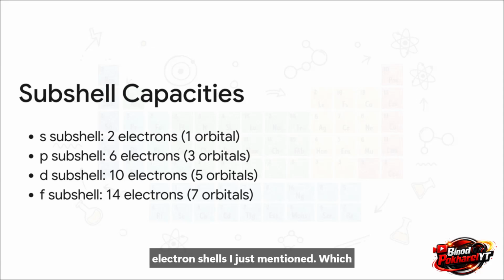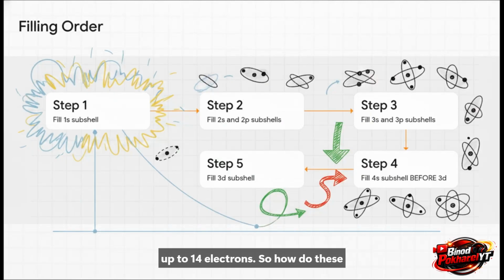Inside those main electron shells I just mentioned, which scientists often call K, L, M, and N, there are specific subshells. Think of the main shell like a massive apartment building, and the subshells as specific apartments of entirely different sizes. We call these the S, P, D, and F subshells, and they have very strict occupancy limits. The S subshell is tiny, with just one orbital holding exactly 2 electrons. The P subshell holds 6. The D subshell has 5 orbitals, holding up to 10 electrons, and the massive F subshell, it can accommodate up to 14 electrons.